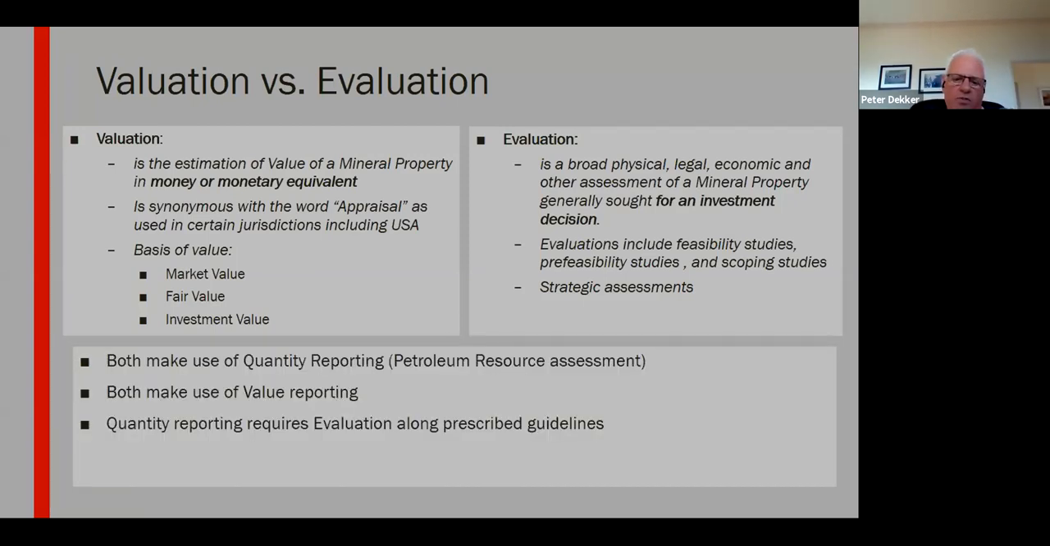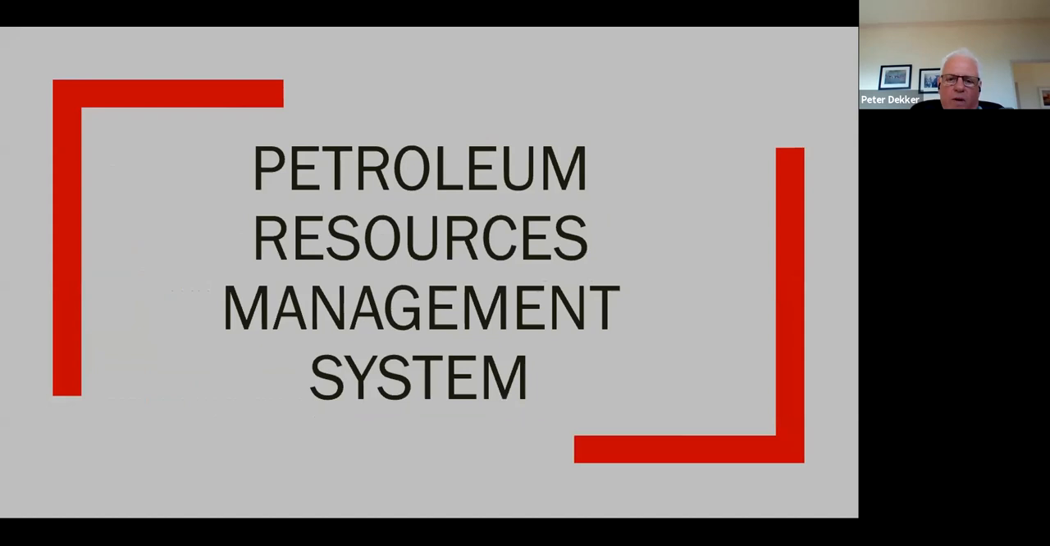Both make use of quantity reporting, and that's really how much resource is there, so that is the volume or the quantity. Both make use of value reporting as well. Quantity reporting requires evaluation along prescribed guidelines, and I will give you these prescribed guidelines from the PRMS very soon. Here we come: the Petroleum Resources Management System.